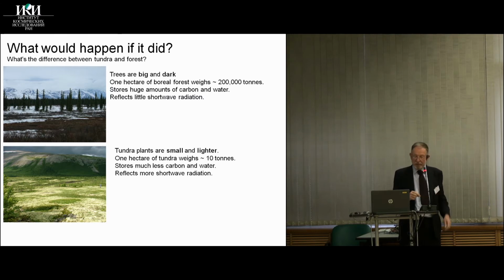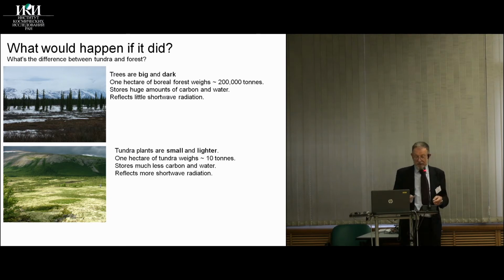Well, put very simply, trees are big and dark, and they've got a lot of biomass. 1 hectare of typical boreal forest has a mass of something like 200,000 tons. There's a lot of water and a lot of carbon stored in the forest. It's dark, it has a low albedo, it reflects rather little shortwave radiation back into space. It's how the forest makes its living, essentially.